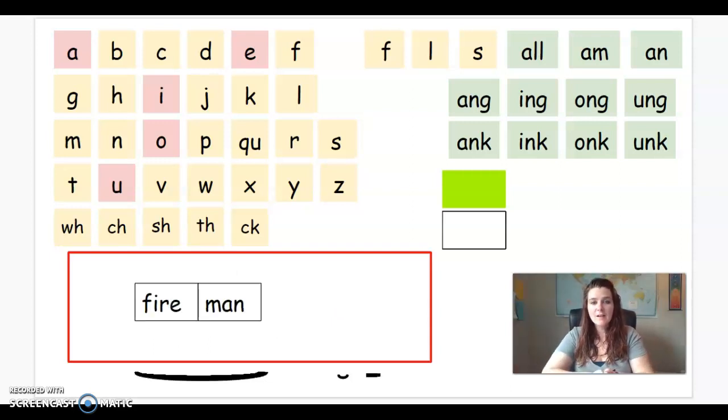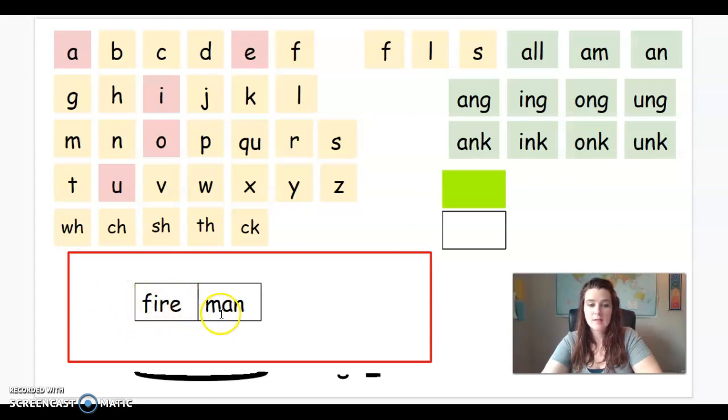Now, the vowel consonant E syllable doesn't always have to come as the second syllable or the final syllable. It can sometimes come as the first syllable. So let's take a look at this word that I made here. Let's try reading it with the syllables. So let's read the first syllable first, okay? Look closely at the word. Fire.